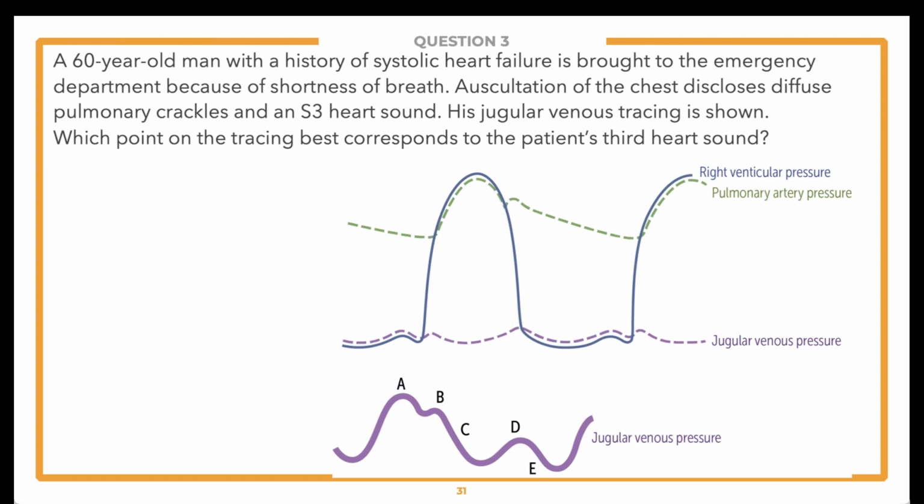A 60-year-old man with a history of systolic heart failure is brought to the emergency department because of shortness of breath. Auscultation of the chest discloses diffuse pulmonary crackles and an S3 heart sound. His jugular venous tracing is shown. Which point on the tracing best corresponds to the patient's third heart sound? Okay, take a look at that. Head down to the question box. Let us know how many steps you think it's going to take to solve this one as I turn it over to Sean.